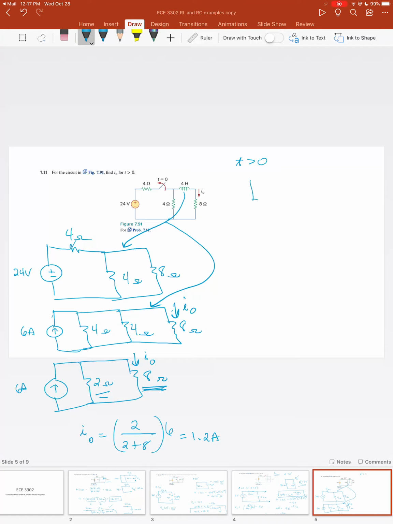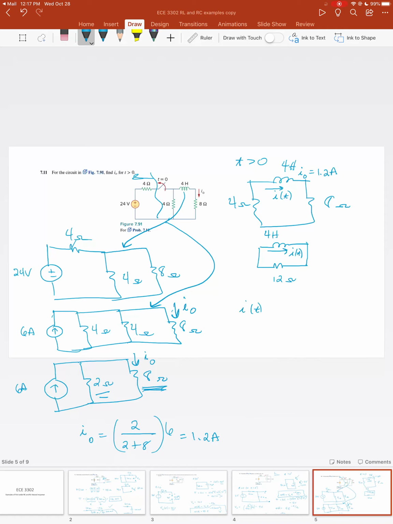Now let's look at what happens for t greater than 0. So the switch is opened. We have our 4 ohm. This entire left part of the circuit is out of the problem now. We have 4 henries. We have 8 ohms. And in order to find the time constant, we need to reduce that to a single resistor. And then here is our I of t, and we have an I of 0, that was 1.2 amps. So simplifying the circuit further, 4 henries, just combining the 4 ohm and the 8 ohm resistors to get 12.